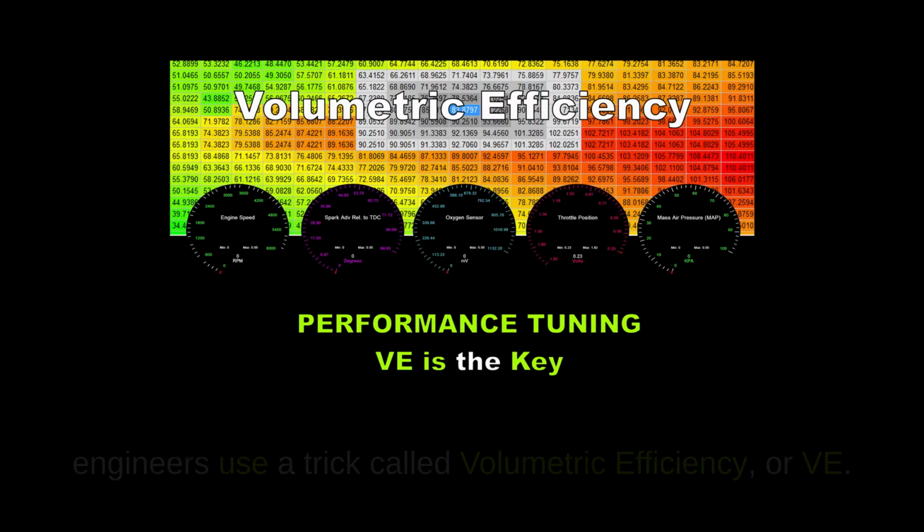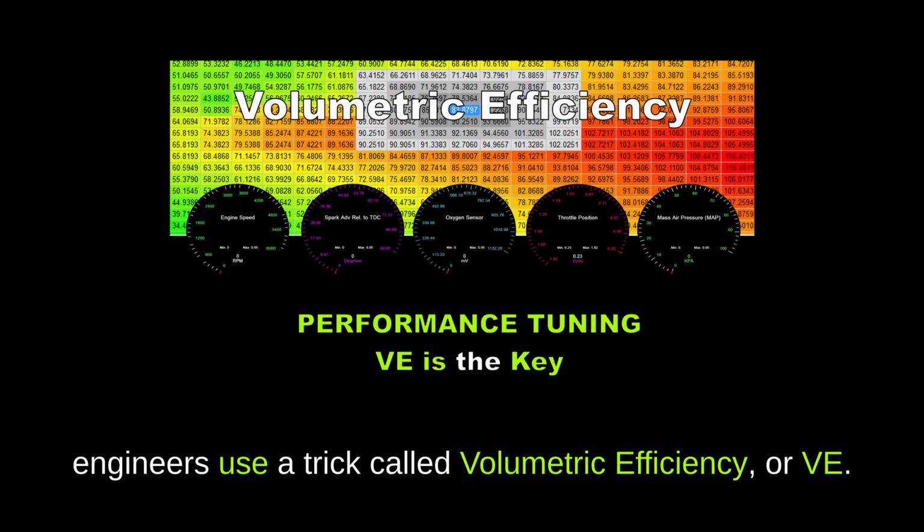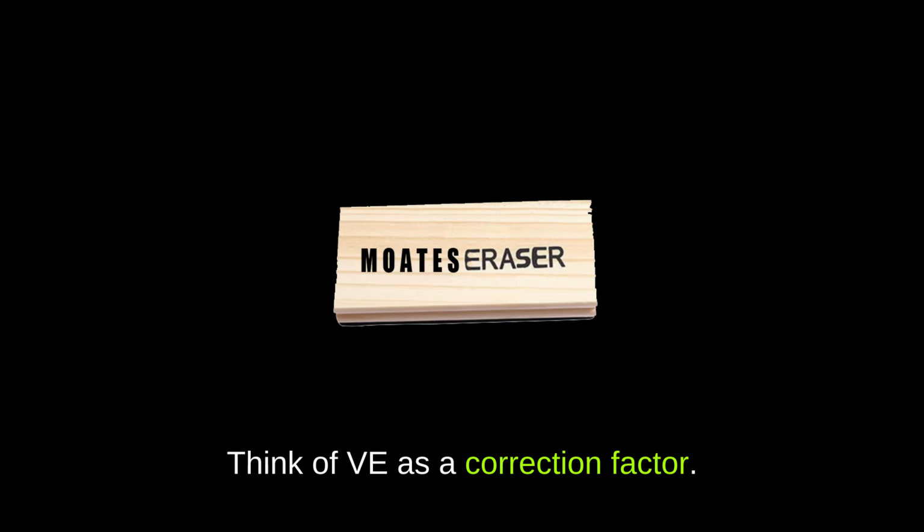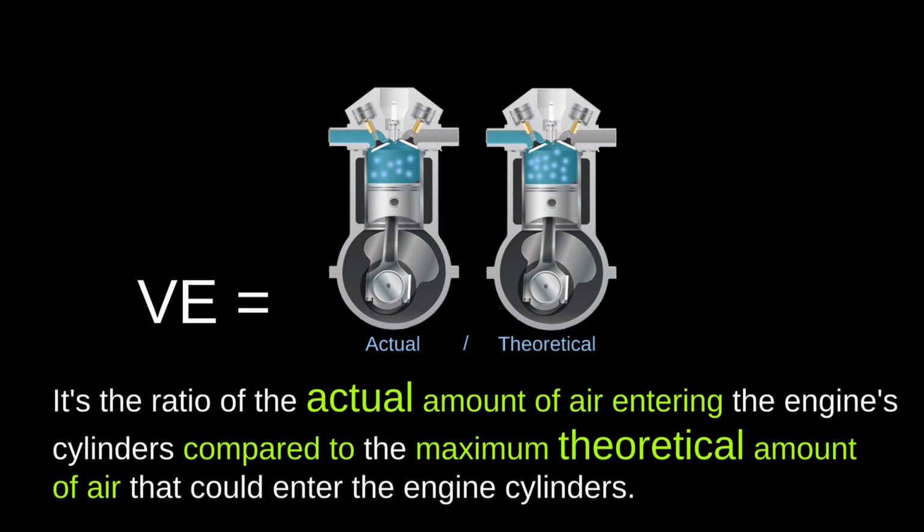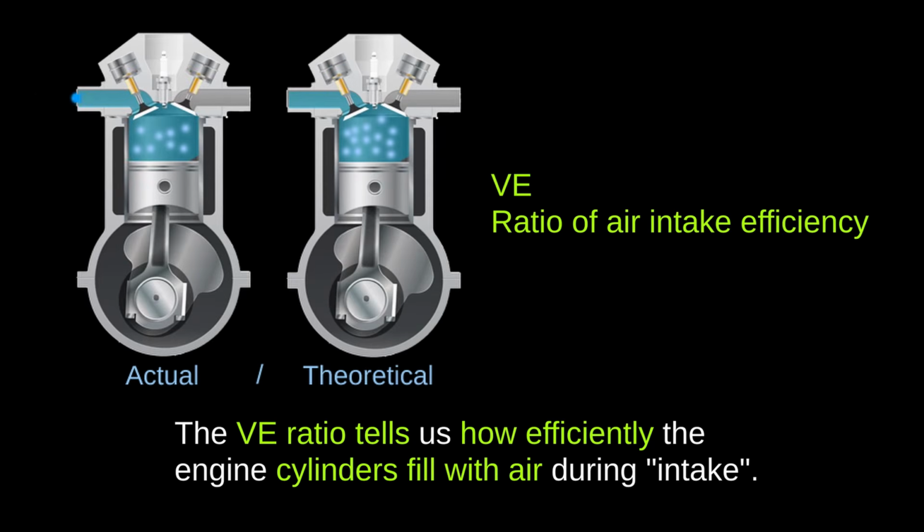And to make up for all of that uncertainty, engineers use a trick called volumetric efficiency. Think of VE as a correction factor. It's the ratio of the actual amount of air entering the engine's cylinders compared to the maximum theoretical amount of air that could enter the engine cylinders. The VE ratio tells us how efficiently the engine cylinders fill with air during intake.